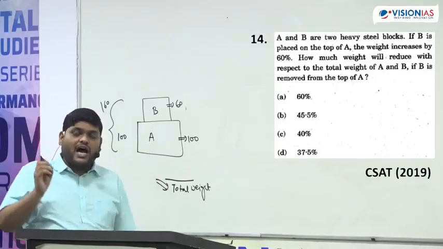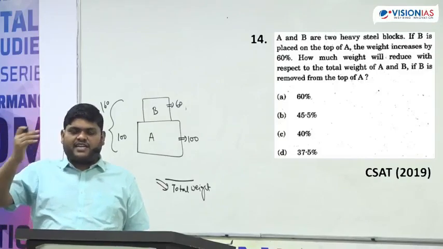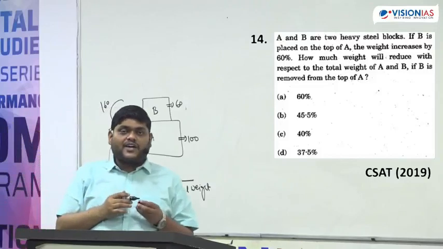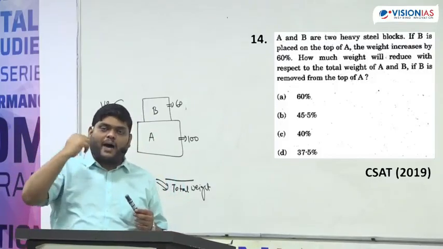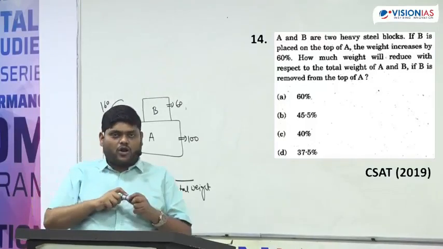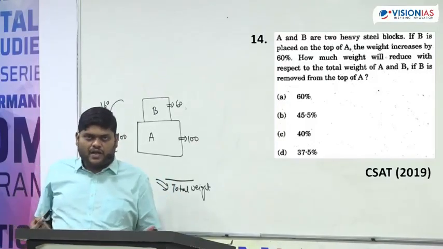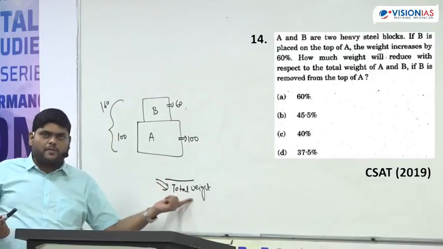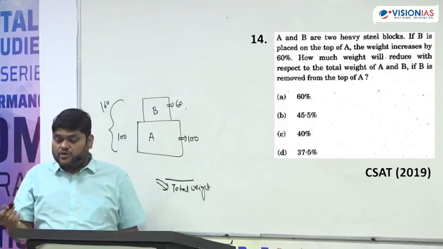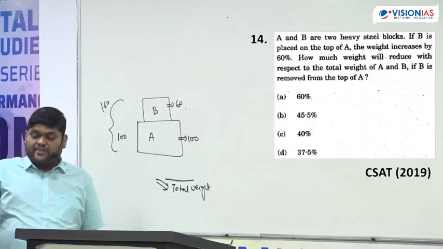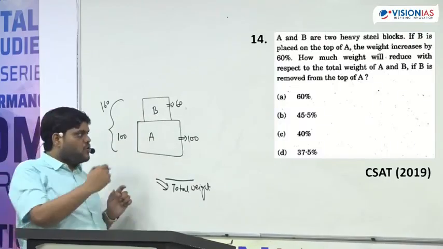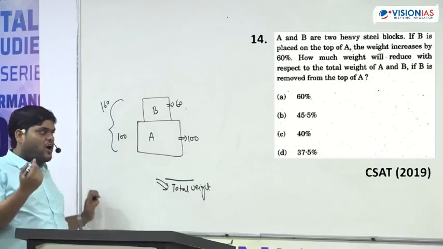So I told you, whenever we are finding out any value with respect to that value. Like I told you in the example, your height is how much percent more than my height. So the reference is my height, and you are finding out your height. So always my height will be the initial value. So here the initial value will be total weight, and the question is how much percent of weight will be reduced with respect to total weight if B is removed from the top of A. So if you remove B, how much weight will reduce?